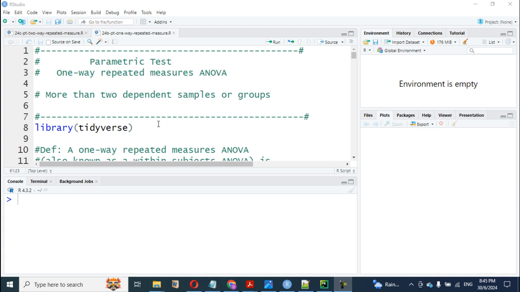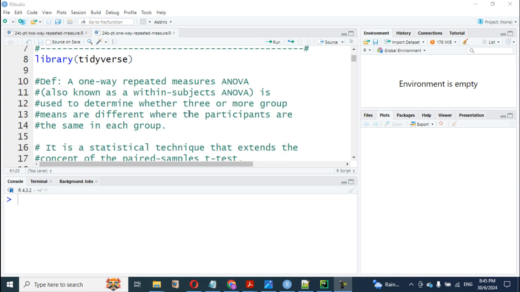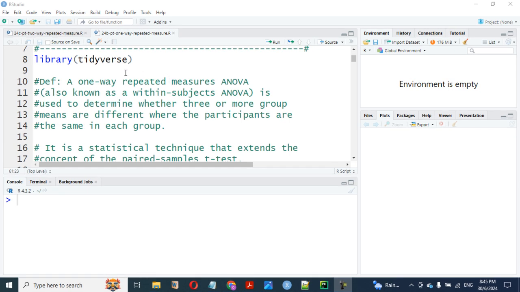So we want to look at another parametric test called one-way repeated measures ANOVA. The one-way repeated measures ANOVA uses more than two dependent samples or groups. Don't forget, we have done one-way ANOVA before, and we have also done paired test before. So when you understand ANOVA, one-way or otherwise, and you understand a paired test, you have no problem with this. This becomes easy.